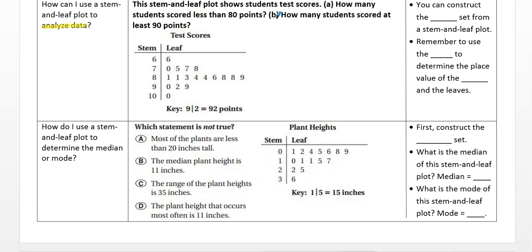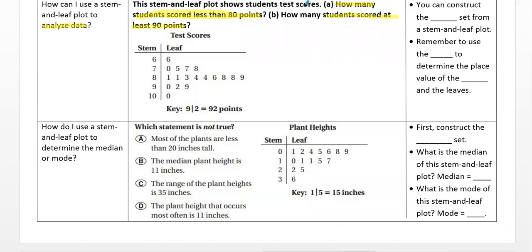This stem and leaf plot shows student test scores. How many students scored less than 80 points? So that's our first part, part A. And how many students scored at least 90 points? Students that scored at least 90 points.